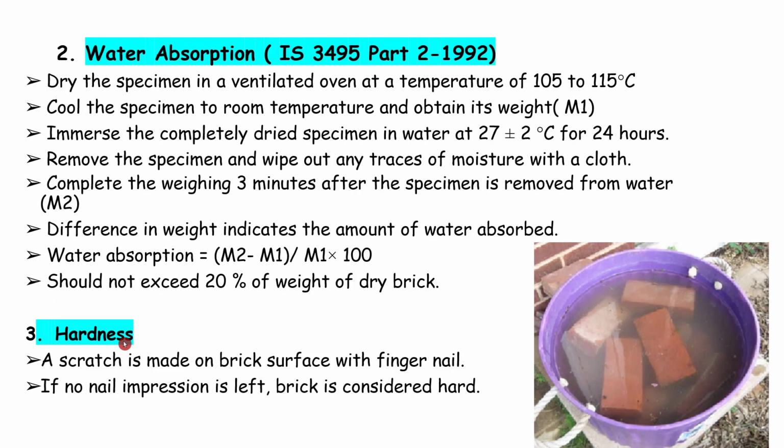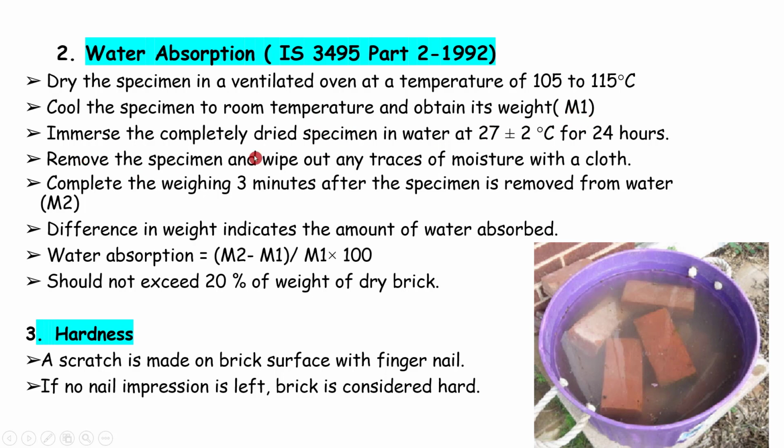Then we have seen the compression test, and now we will look into the water absorption. The water absorption test is done based on the Indian Standards IS 3495 Part 2, 1992. First, you dry the specimen in a ventilated oven at a temperature of 105 to 150 degrees Celsius so that all the moisture is removed. Cool the specimen to room temperature and obtain its weight. So M1 is the dry weight of the brick.